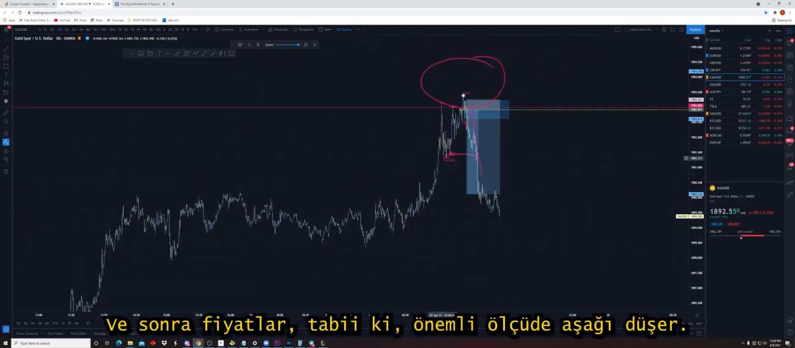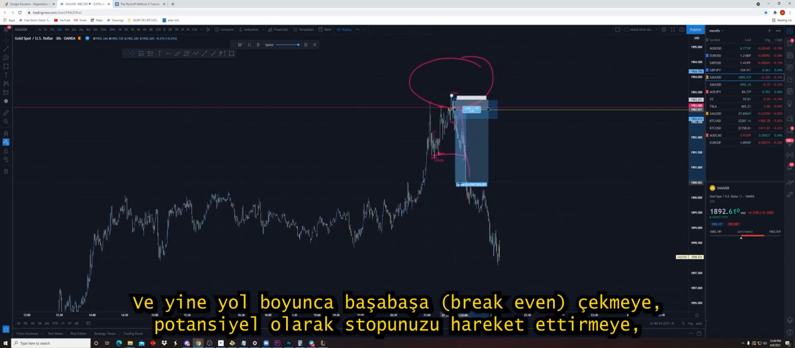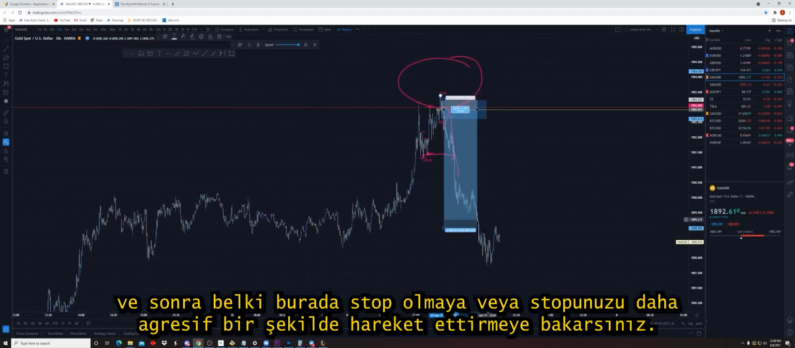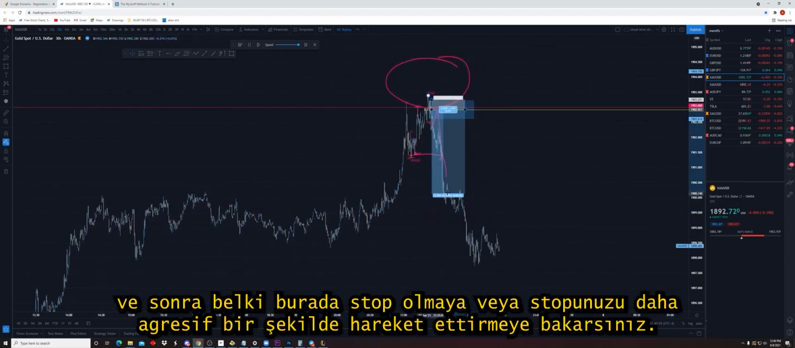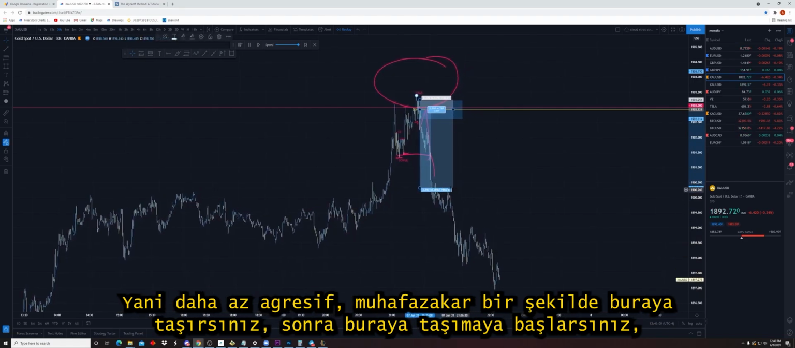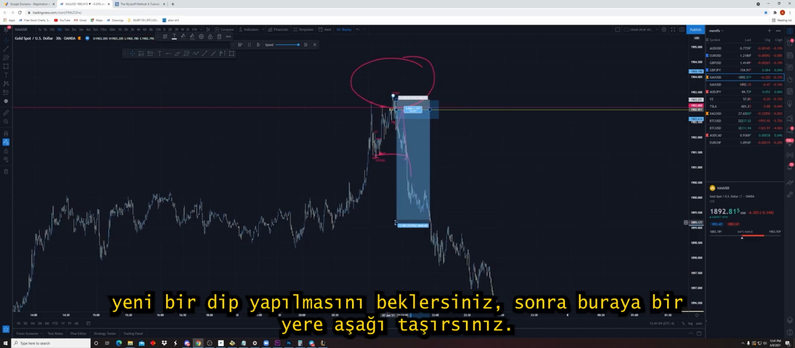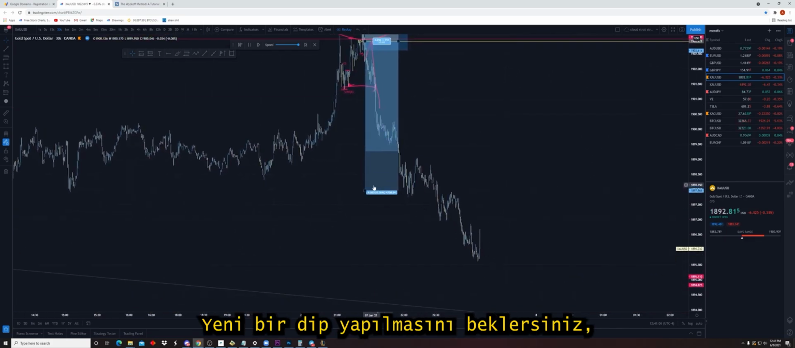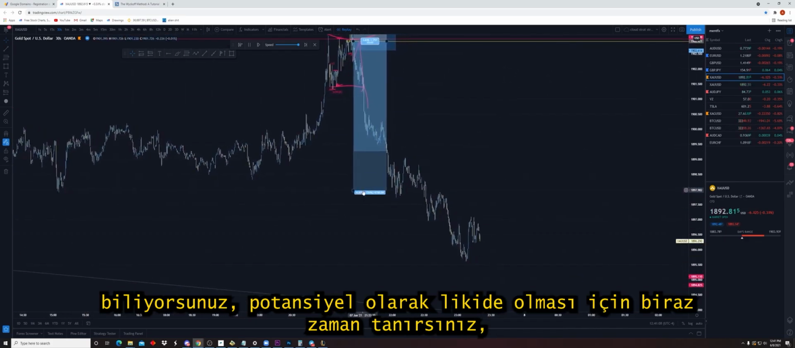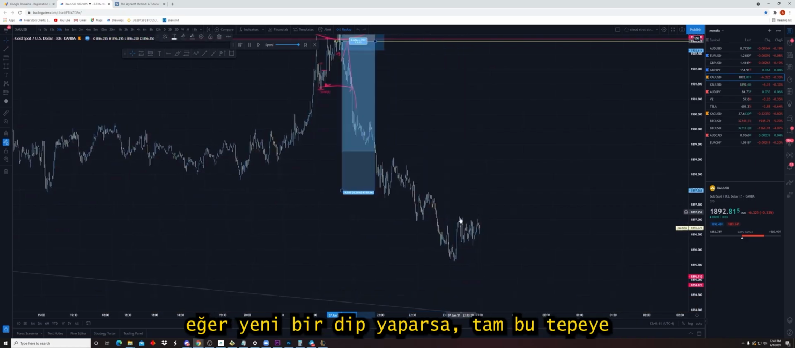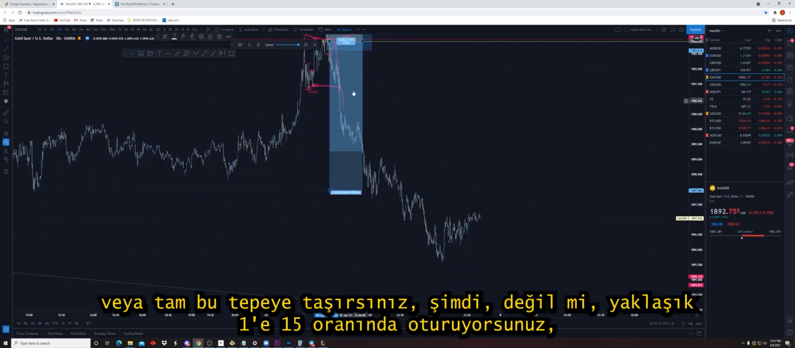And again, along the way, you look to partial, break even, potentially start to move your stop, and then maybe get stopped out here, or move your stop more conservatively and move it to here, then start to move it up to here, wait for a new low to be made, then move it down to somewhere in here, wait for a new low to be made, giving some time for it to liquidate, potentially if it makes a new low, moving it to this high right here or this high right here now, right?